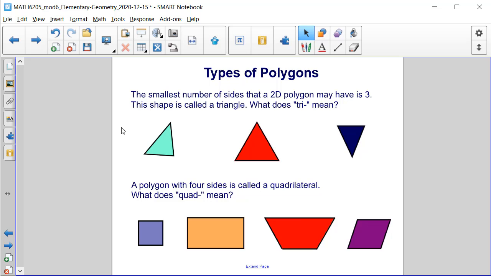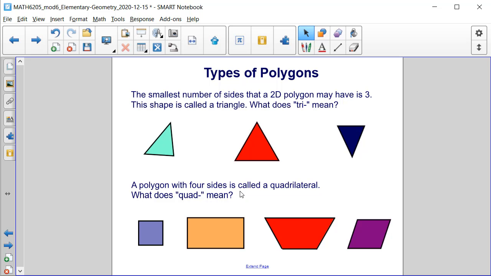Different types of polygons exist. The smallest number of sides that a two-dimensional polygon may have is 3. This shape is called a triangle. What do you think tri means, or the beginning prefix in triangle? It actually means 3. So a triangle consists of tri, which is 3, angles. So that's how the name triangle came about.